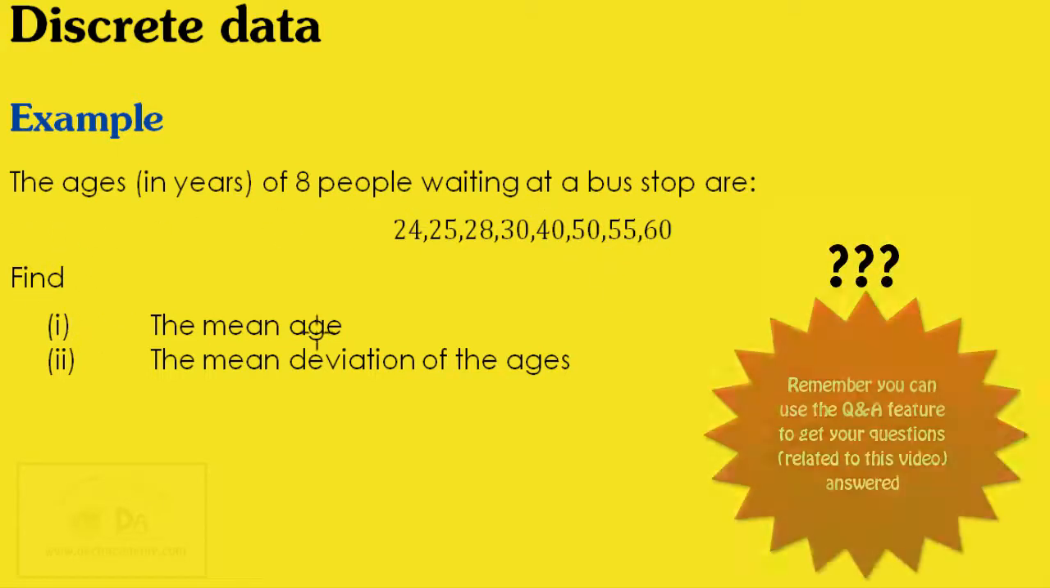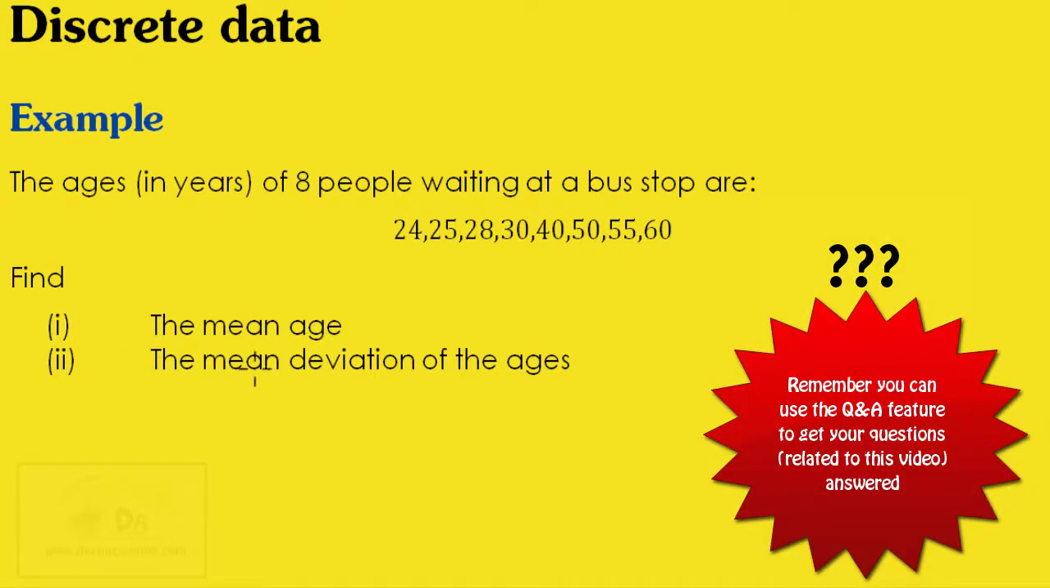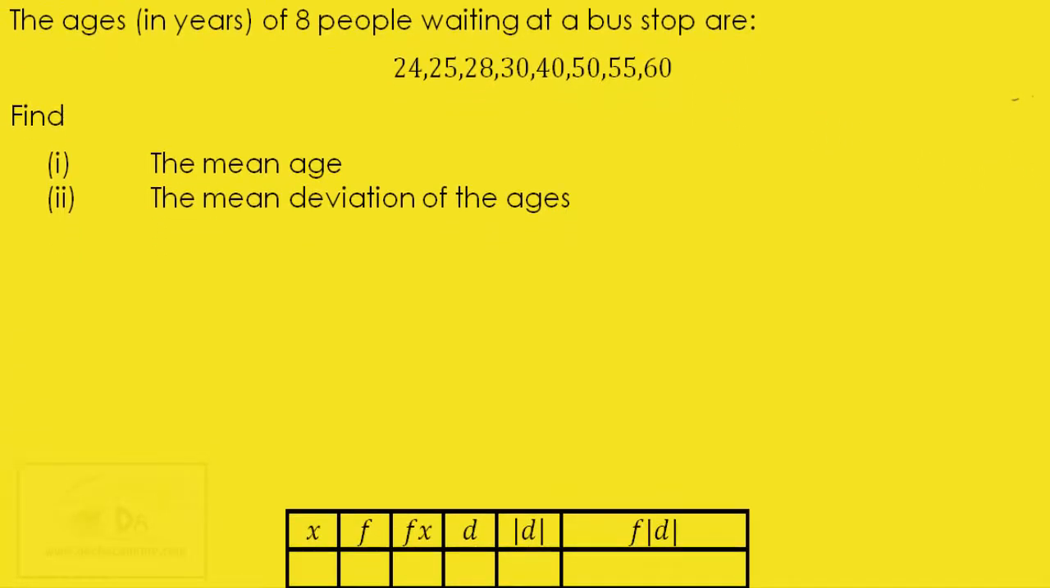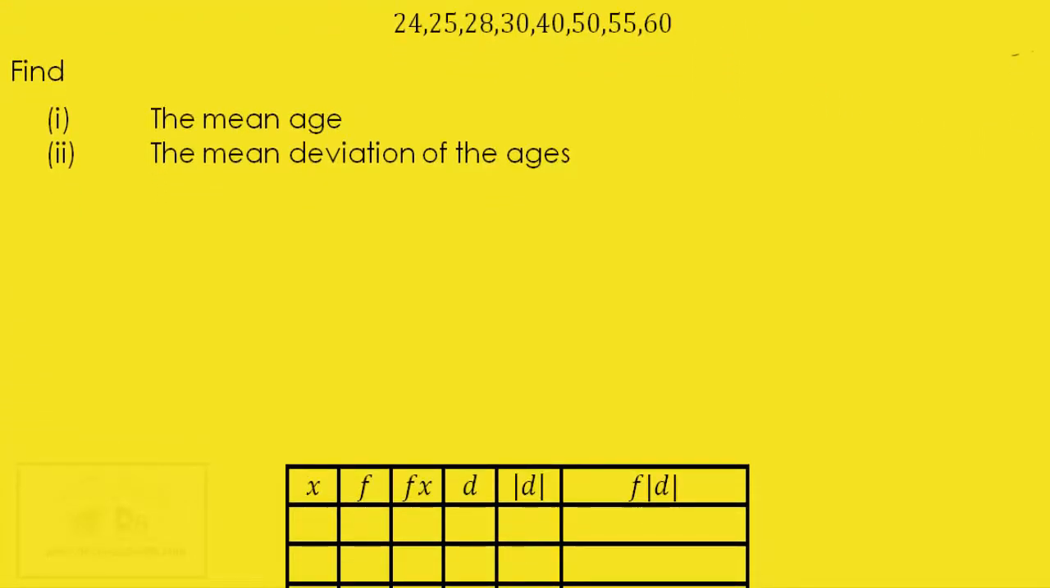We're required to find the mean age and the mean deviation of the ages, which is the same thing as the mean of the absolute deviations of the ages from the mean of the distribution. But this is a short form of saying it, the mean deviation of the ages. So let's proceed. What are the ages? 24, 25, 28, 30, 40, 50, 55, 60.